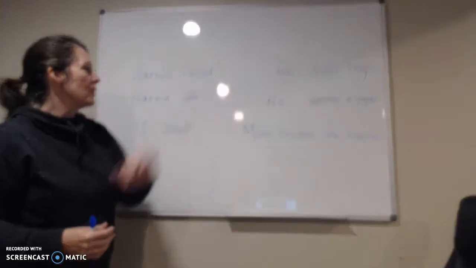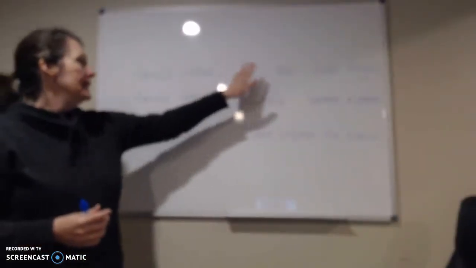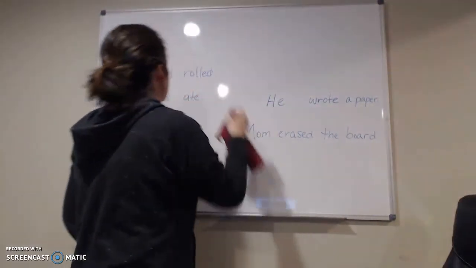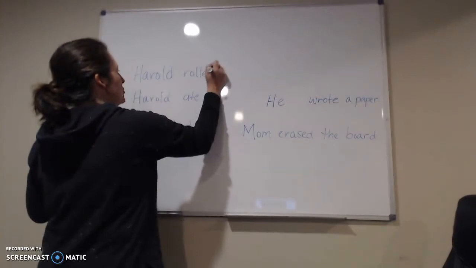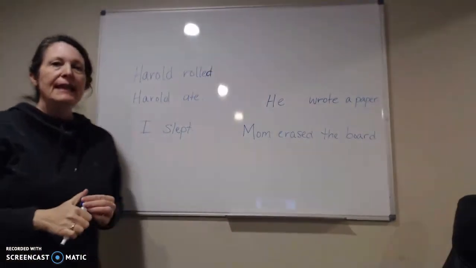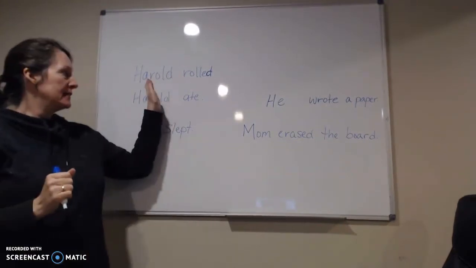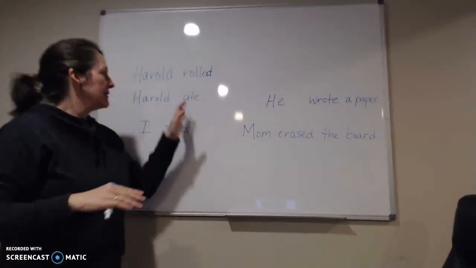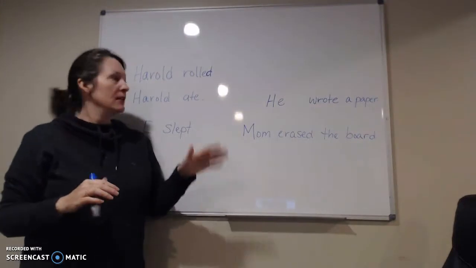So let's first start. Again, let's go back to our two independent clauses. Harold rolled, he eats bugs. I'm going to go ahead and erase my SVTDO, and now I want to make Harold rolled into a complex sentence. Harold rolled, that's independent, has a subject and a verb, it can stand by itself. But I want to add more information to my sentence, and I'm going to focus on my verb, so I'm going to add an adverbial dependent clause.